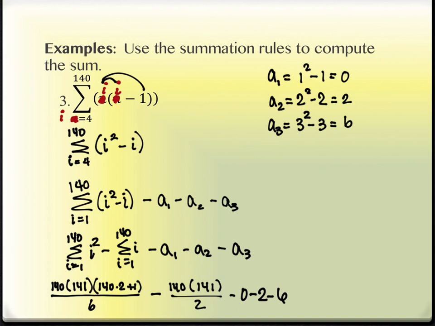Okay? Once again, please, if you wish, grab a calculator. We're going to multiply 140 times 141 times, well, it looks like 281 maybe, and divide by 6. We'll do the same thing with the 140 times 141 divided by 2. And in the end, we're going to end up subtracting an 8. If you show it in pieces, I have the ability to do more partial credit. If you want to show it all at once because you've done it on your calculator too, that's okay as well.